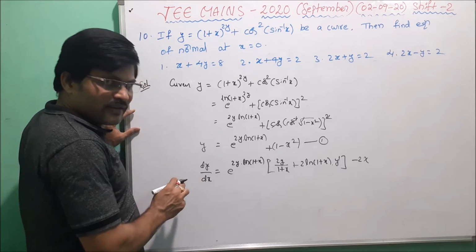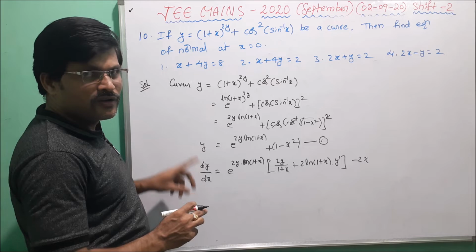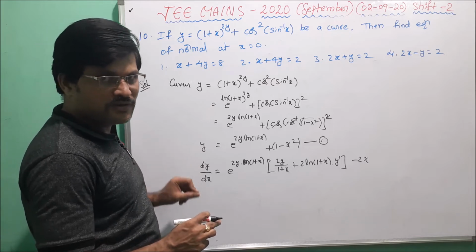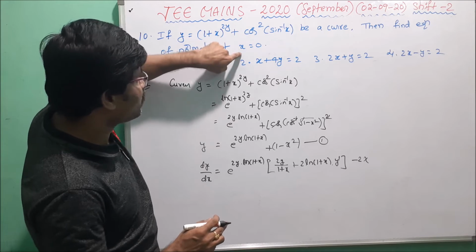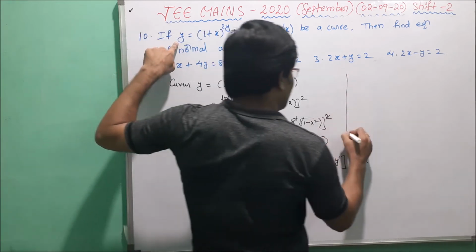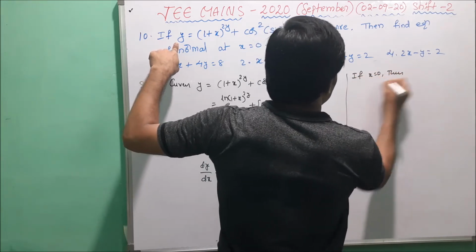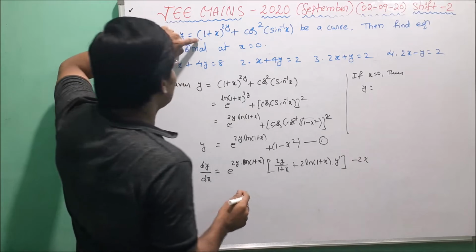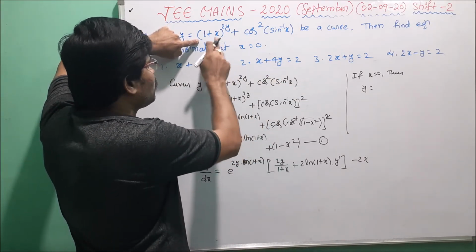So this is dy by dx. Here, first of all, to find the slope of the normal, we take x equal to 0, then find the value of y. If x equals 0, then y equals, in the given curve, we substitute the value of x in the equation.